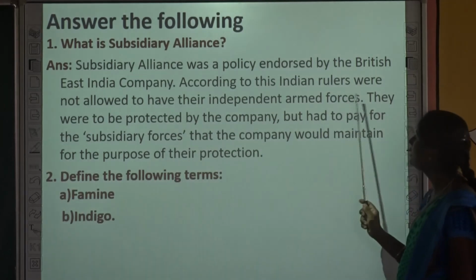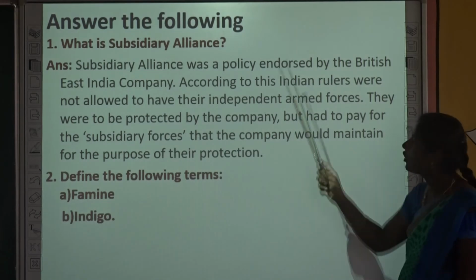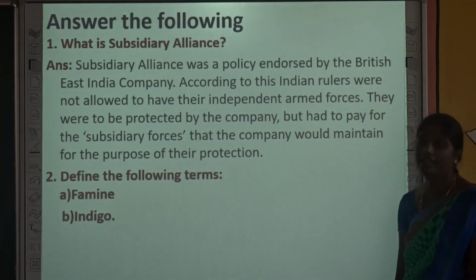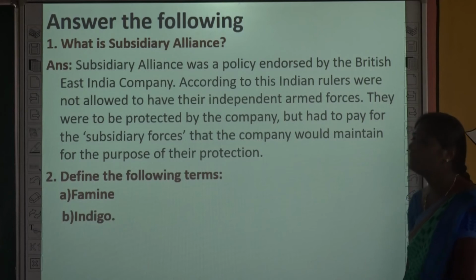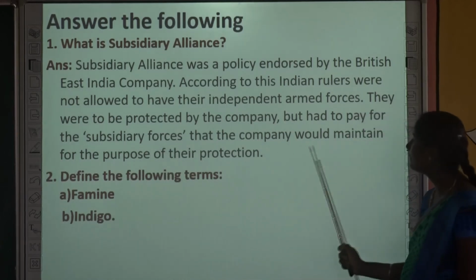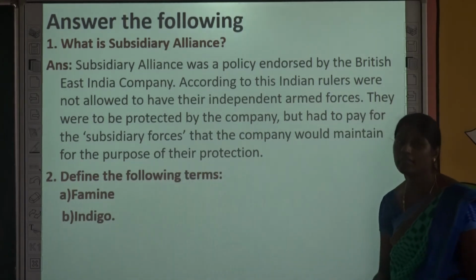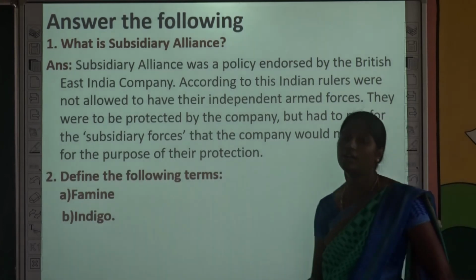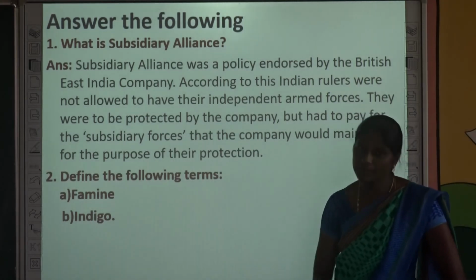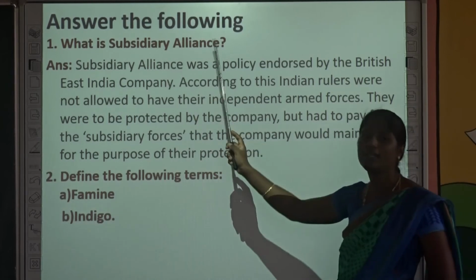According to this, Indian rulers were not allowed to have their independent armed forces. So according to this Subsidiary Alliance, the Indian rulers may not have their own military power but had to pay for the subsidiary forces that the company could maintain for the purpose of their protection. So in order to protect the king, the military force was given by the British people and they have to pay for them. So this was the Subsidiary Alliance.